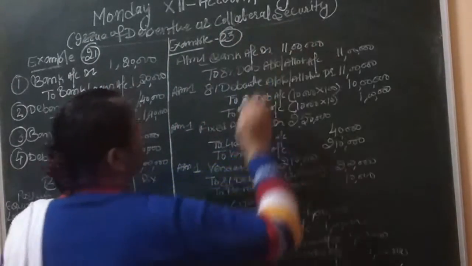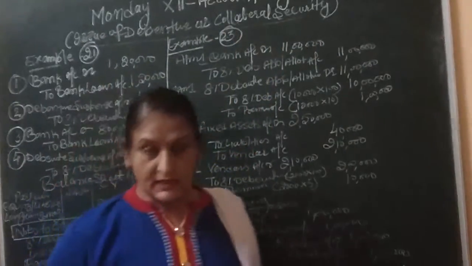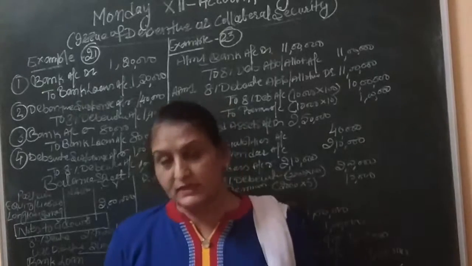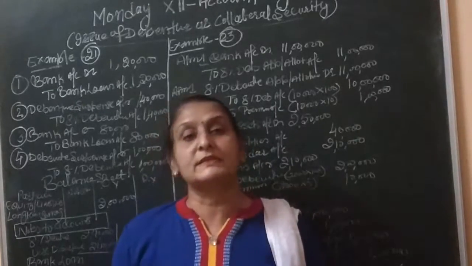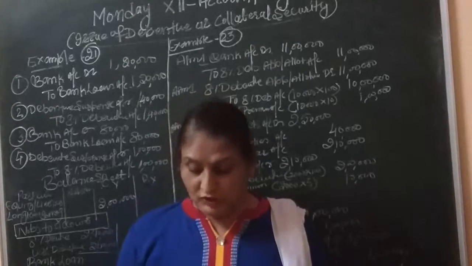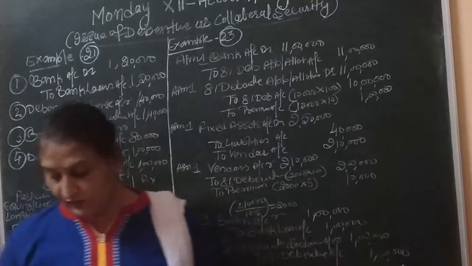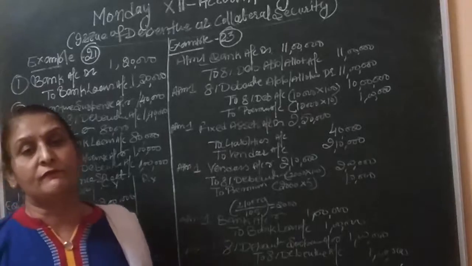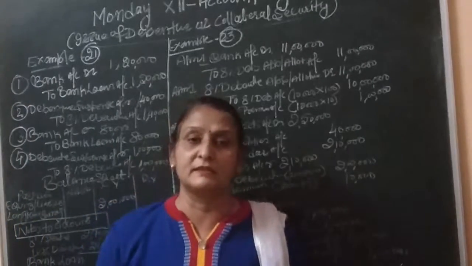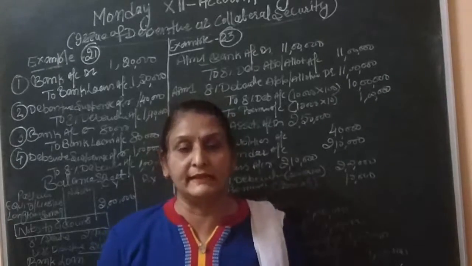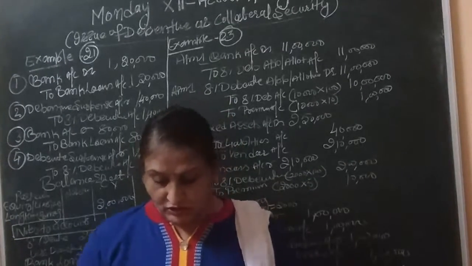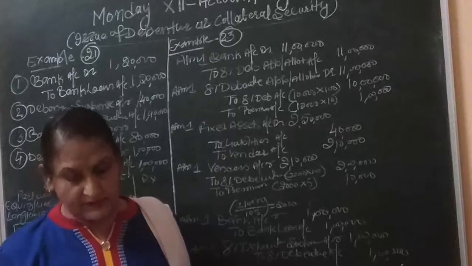Today our chapter is issue of debenture, and the topic is issue of debenture as collateral security. Collateral security means debentures are issued in the form of security when a loan is taken from the bank. Suppose a business organization has taken a loan from the bank, then some of the debentures are to be kept in the bank in the form of collateral security. So let us understand this topic with an example.